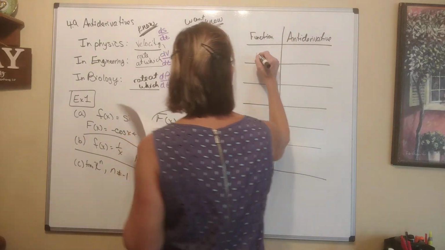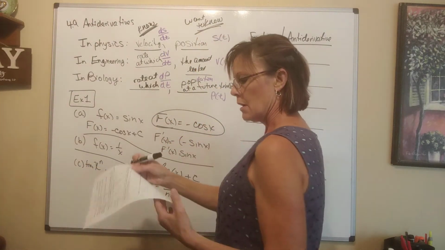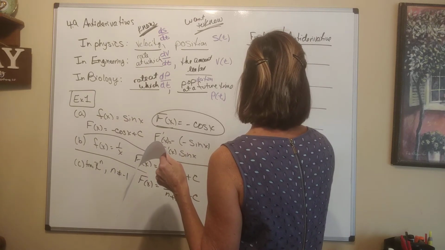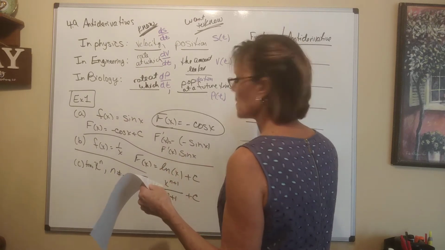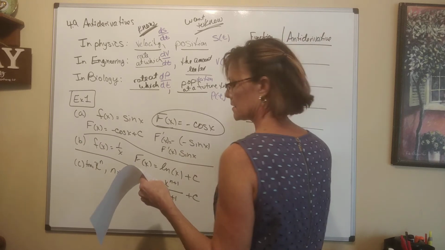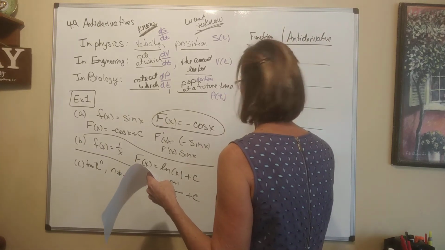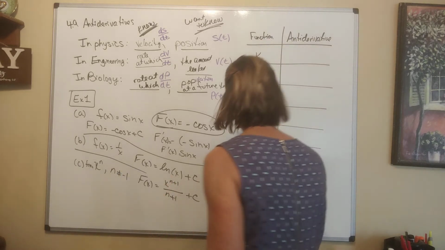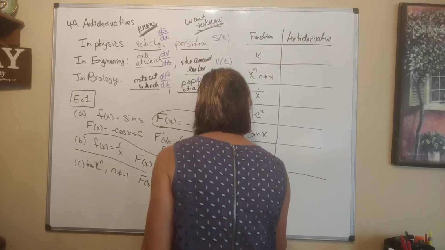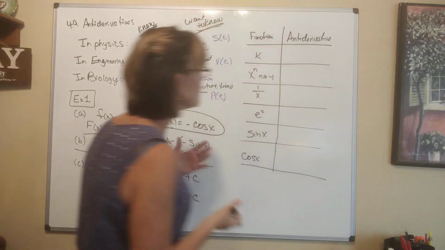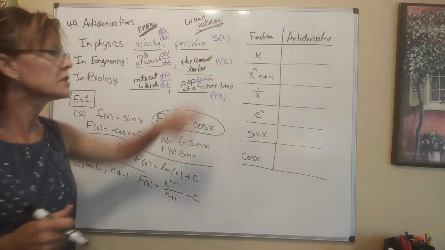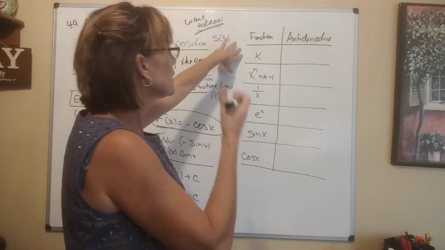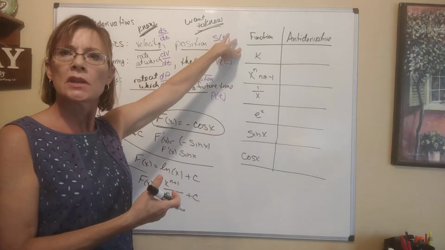This is what I want you to put in your little chart. The function is k, this function is x to the n, where n is not negative 1. This is 1 over x. This is e to the x. This is the sine of x, and this is the cosine of x. Okay, so this should be pretty easy because we just thought through this, but I'm going to try to leave this on the board when we go through our examples. What could I take the derivative of and just get k?